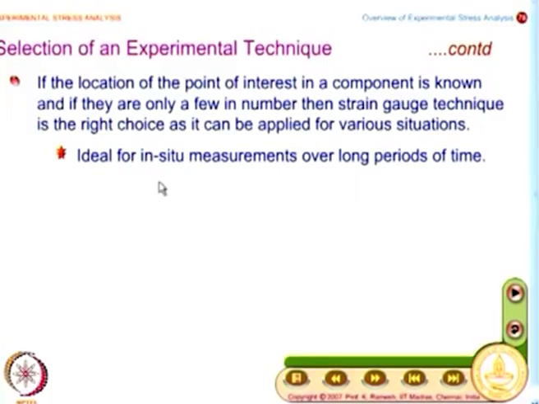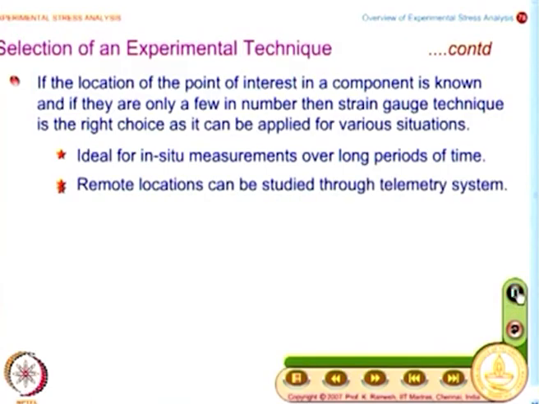The beauty of strain gauges is that they are ideal for in situ measurements over long periods of time. Suppose I want to monitor what happens in a bridge, I could do it as a function of time. And remote locations, that is what I said. Suppose I want to find out what happens on the top of a TV tower, because you have wind loads and you want your tower to be safe, and you want some measurements there, I can have telemetry to do this.